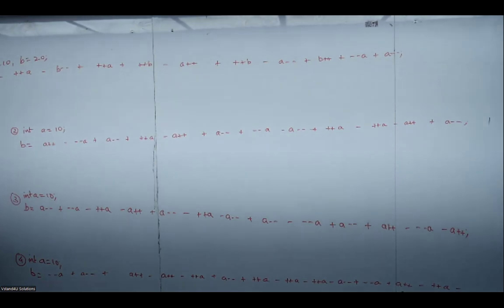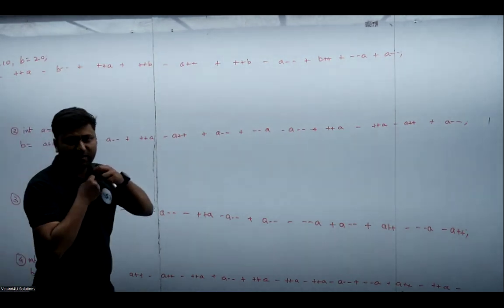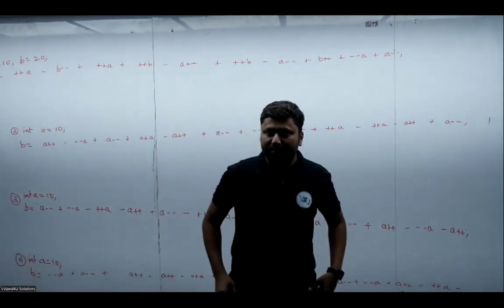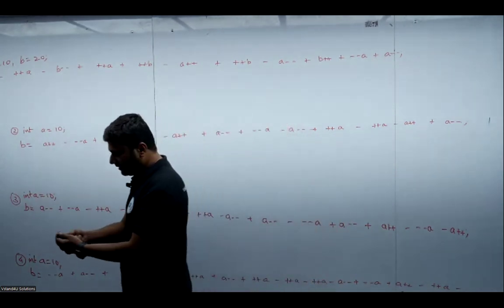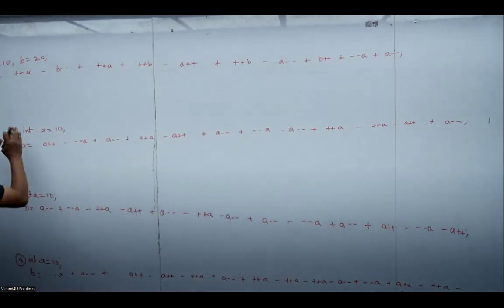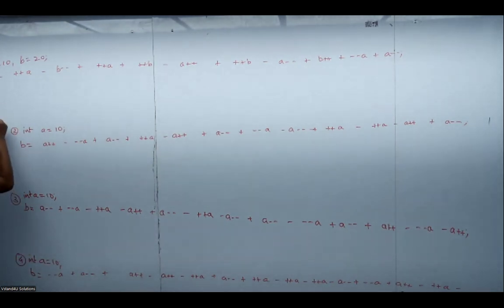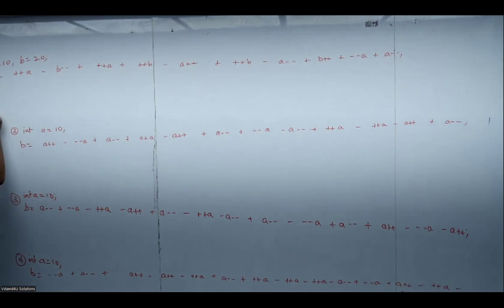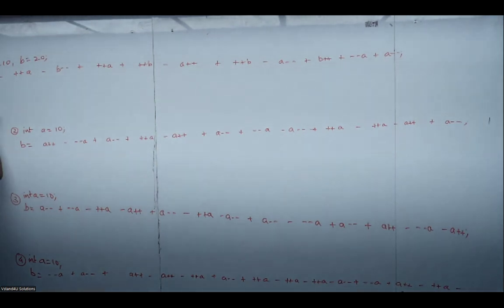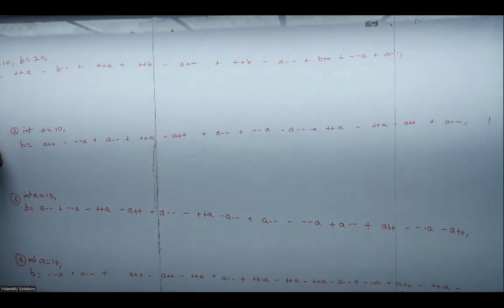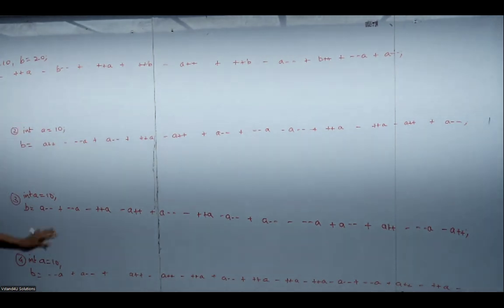Good morning, everybody. Let's get started where we left off yesterday about unary operators. The first one, we have solved it. As per you, what is the value of C? B is 22, A is 10. 10 remains 10 only.